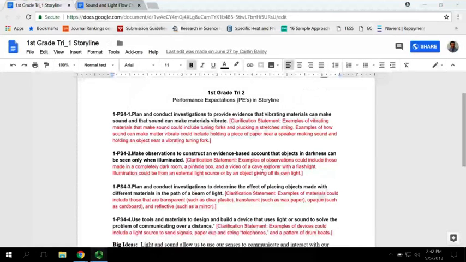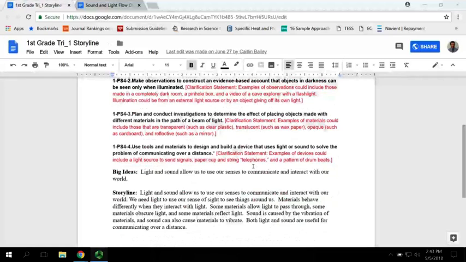So you can see the 4 performance expectations in this bundle, the 3 PEs here, and then this one that's more of an engineering challenge. This unit is all about light and sound, so different types of energy. The big idea that will be created for this unit is light and sound allow us to use our senses to communicate and interact with our world.